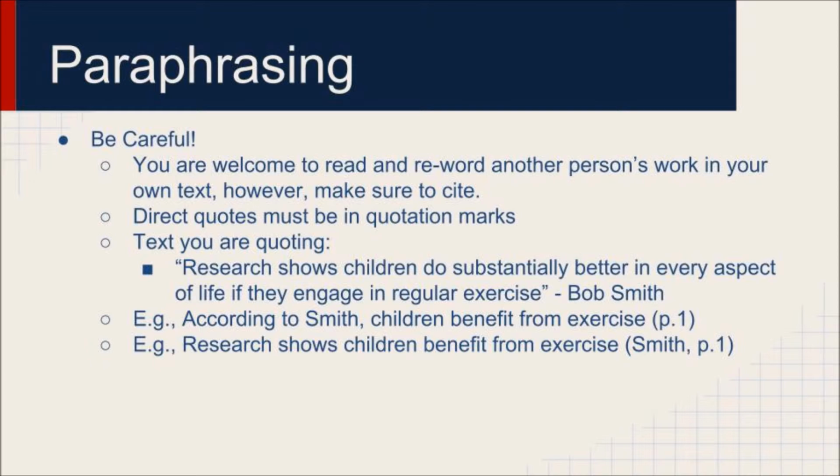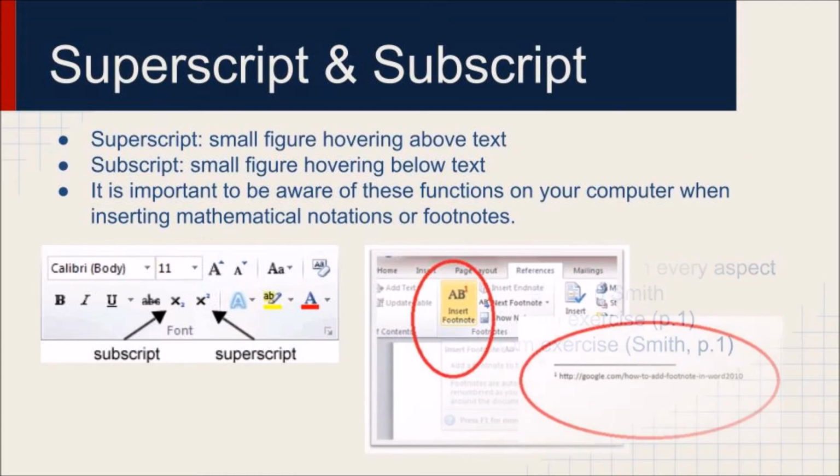It says, research shows that children do subsequently better in every aspect of life if they engage in regular exercise. And that was written by Bob Smith as an example. So an example of a way you could use that in your own text would be to say, according to Smith, children benefit from exercise, and then I've listed the page there. You may also want to include the year if you have it, the year that it was published. And then another way of saying it could be, research shows children benefit from exercise, Smith, page 1.